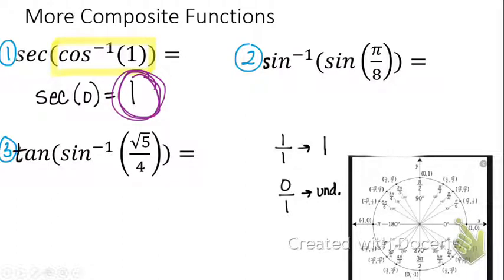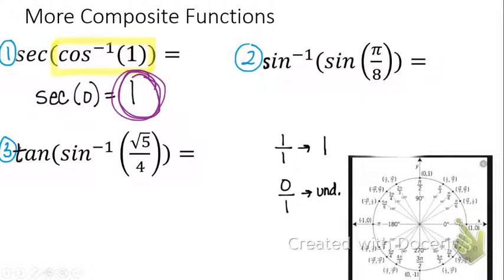So secant is the sister to cosine, and the cosine of 0 degrees is 1, and the reciprocal of 1 is 1. For number 2, this angle is not on our unit circle. So the way we're going to approach this is, because it's sine and inverse sine, is this angle within our restriction? So this is where we have to be a little bit comfortable with fractions, okay?